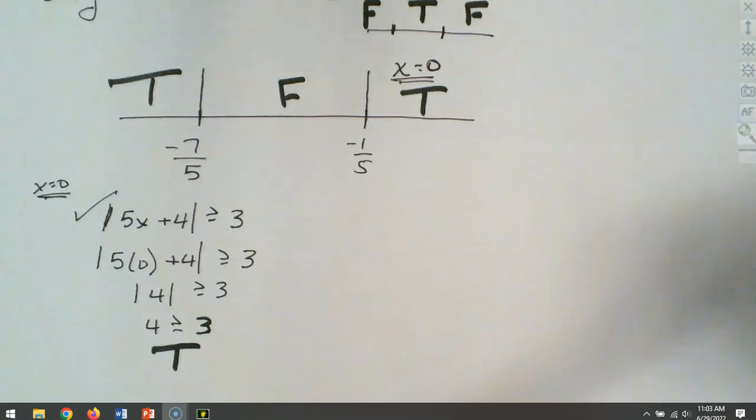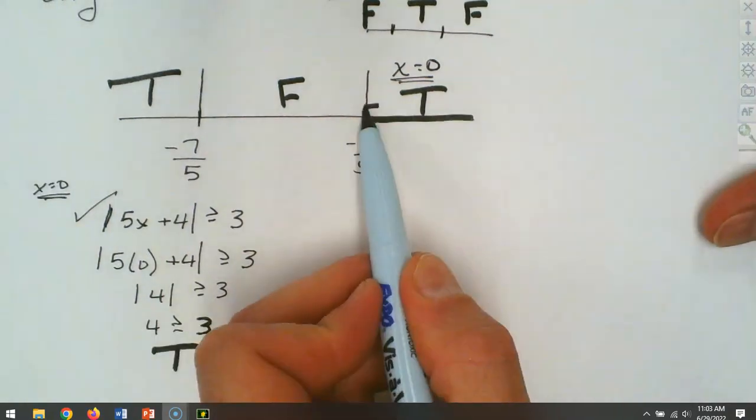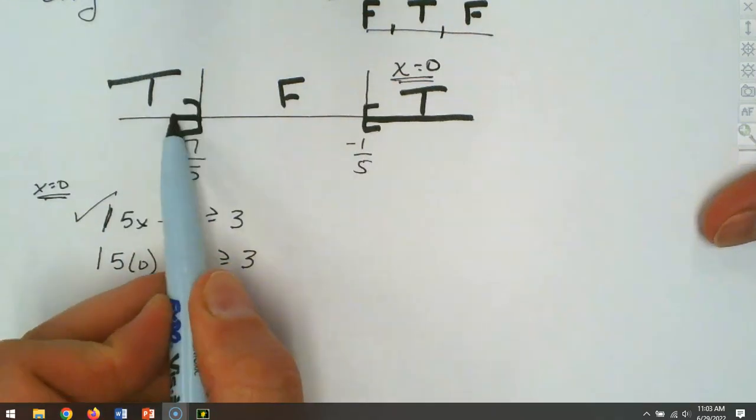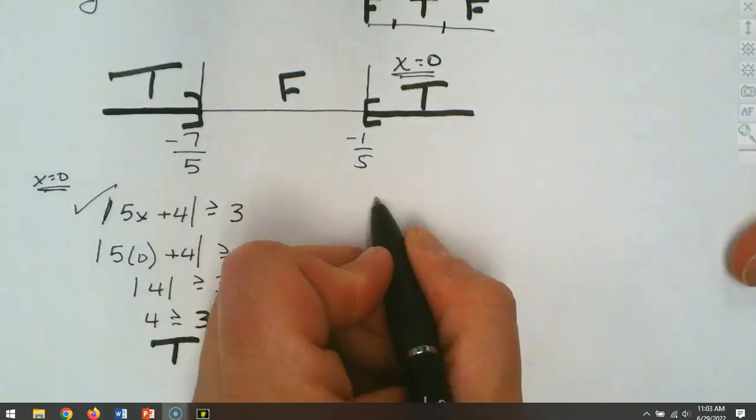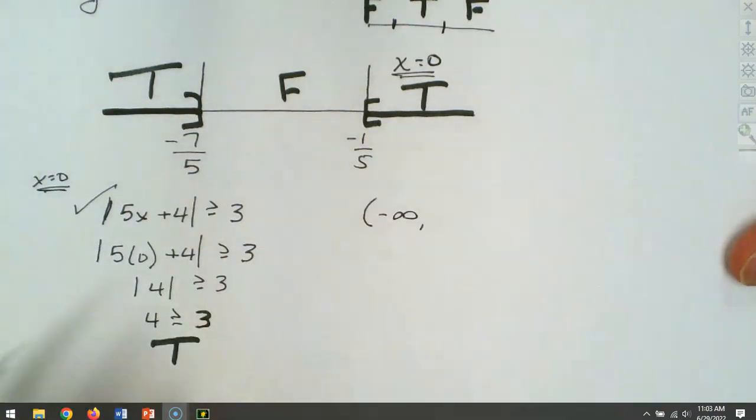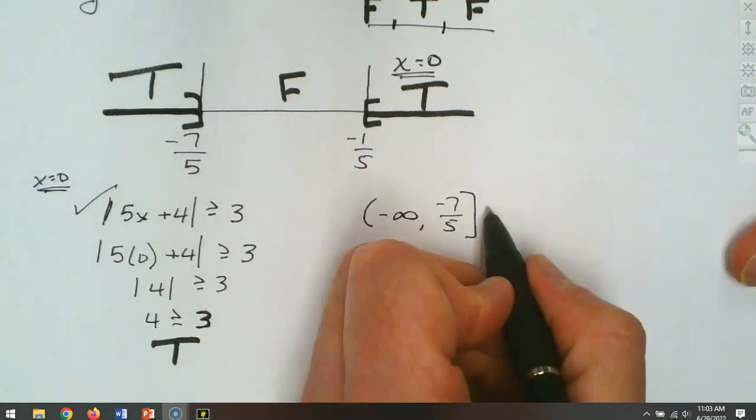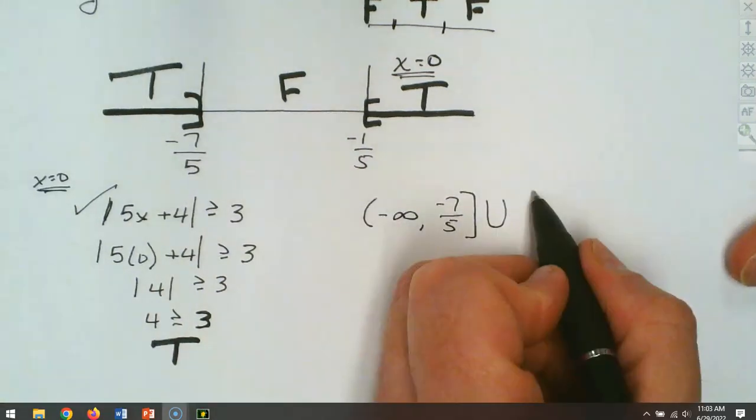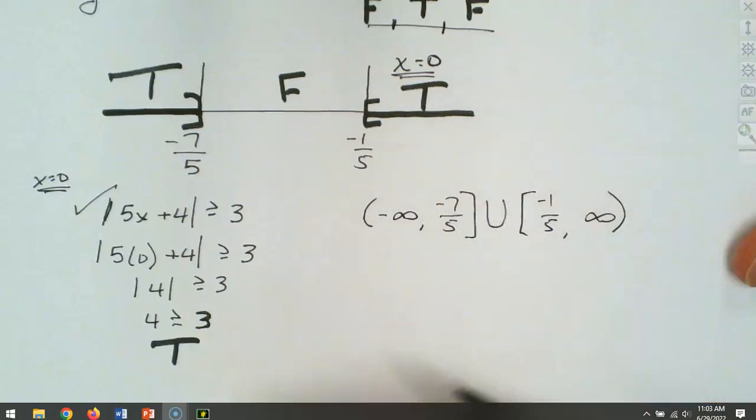Now, where do we shade? All right, so let's go back and make sure we shade where it's true. We're going to use square brackets here. And so when I go to write my answer, what does my answer look like? Negative infinity, comma, negative 7/5, with the square bracket. We use a U for union, then negative 1/5, comma, positive infinity.